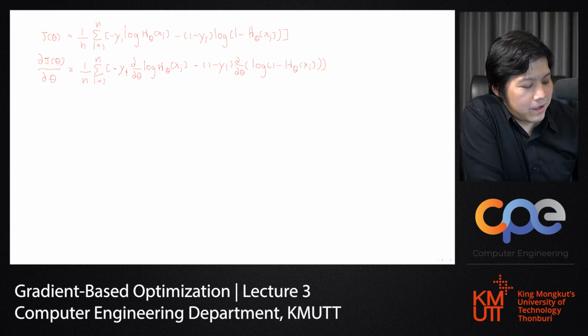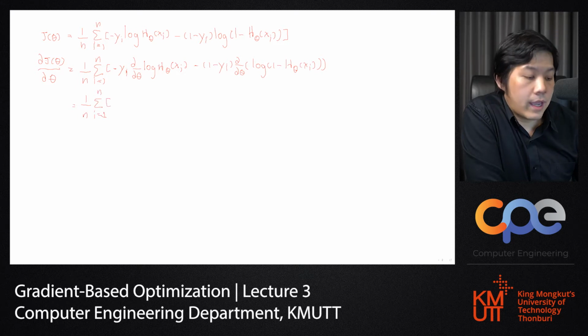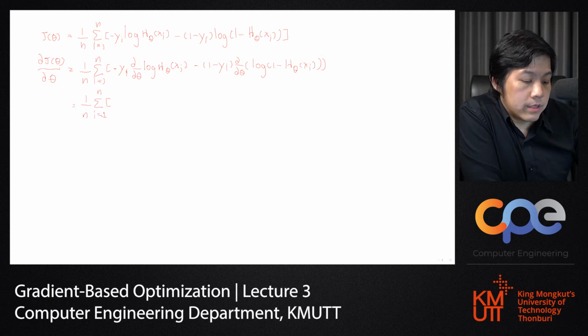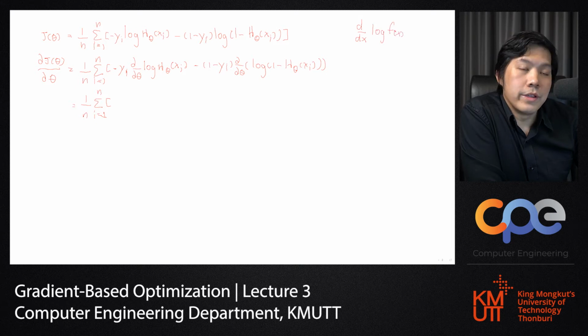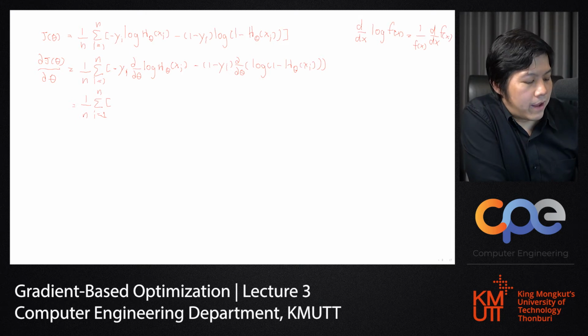Next is to put it down here first. Summation of i equals 1 to n. This one we still have minus yi here. But do you remember what is the result if you take d by dx of log of f(x)? This would equal 1 over f(x) times d by dx of f(x). Okay, so with this property, now we will have minus yi over h theta xi times ∂ by ∂theta of h theta xi.